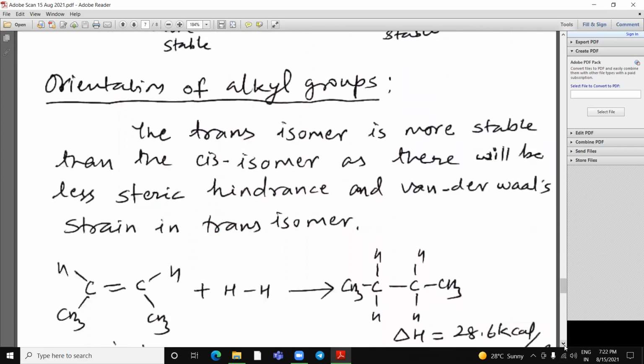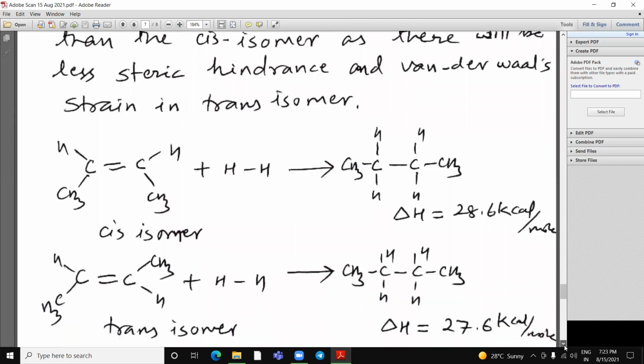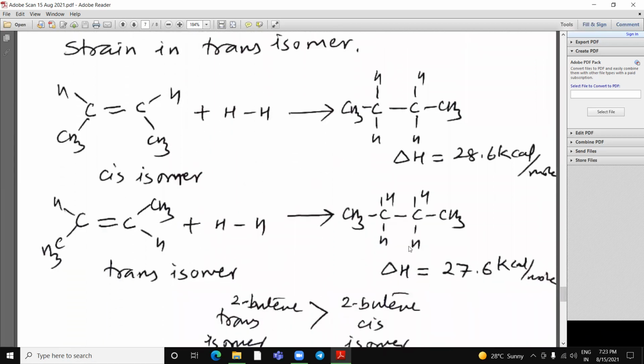Orientation of alkyl group. The trans isomer is more stable than the cis isomer as there will be less steric hindrance and van der Waals strain in the trans isomer. See here, the trans isomer has a lower value of delta H, and the cis isomer has a higher value.